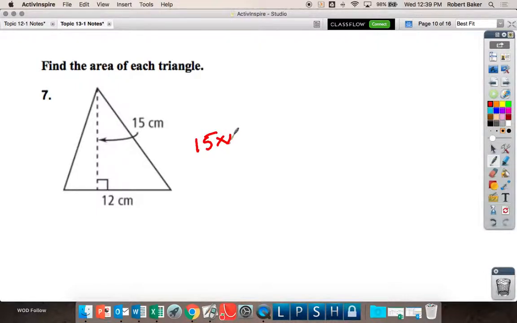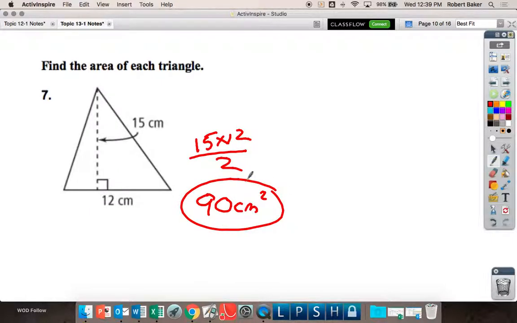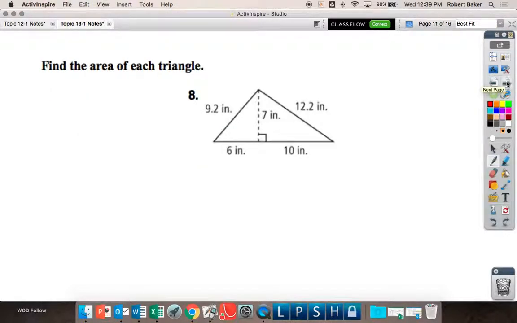Base times height divided by 2 is 90 centimeters squared. A lot of calculator work there. These things, maybe you don't have to show your work because you can type it right in the calculator. 15 times 12 is 180. 180 divided by 2 is 90. And we have a unit of centimeters squared. Well done, class.